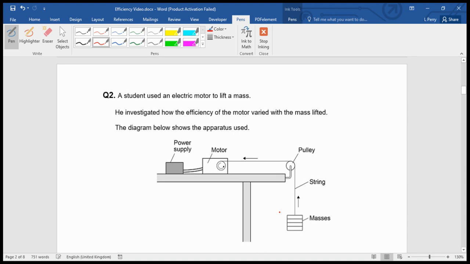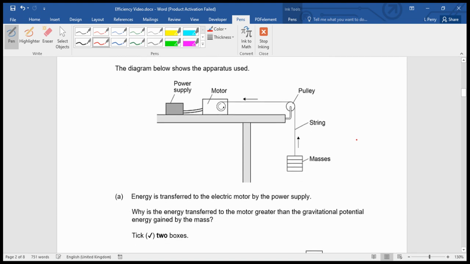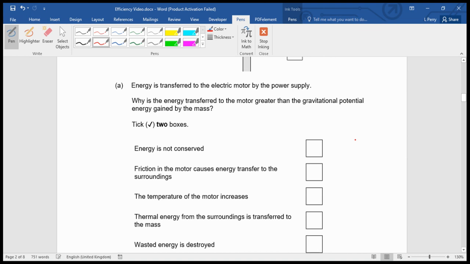Right, let's have a look at another question. A student uses an electric motor to lift a mass. He investigated how the efficiency of the motor varied when the mass was lifted. The diagram below shows the apparatus used. Energy is transferred to the electric motor by the power supply. Why is the energy transferred to the motor greater than the gravitational potential energy gained by the mass?